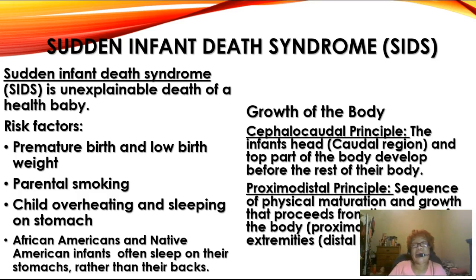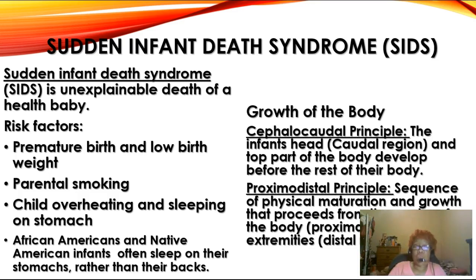We all know about sudden infant death syndrome, which is an unexplainable death of a healthy baby, and it is called by the acronym SIDS. And there are certain risk factors for SIDS. If the baby has premature birth, low birth weight, if there's parental smoking around the baby, which we know is very hazardous anyway, if the child overheats, and if the baby sleeps on their stomach. And one of the real high risk factors: African American and Native American infants often sleep on their stomachs rather than on their backs. So now the trend is that the safest way for the baby to sleep is on their backs.